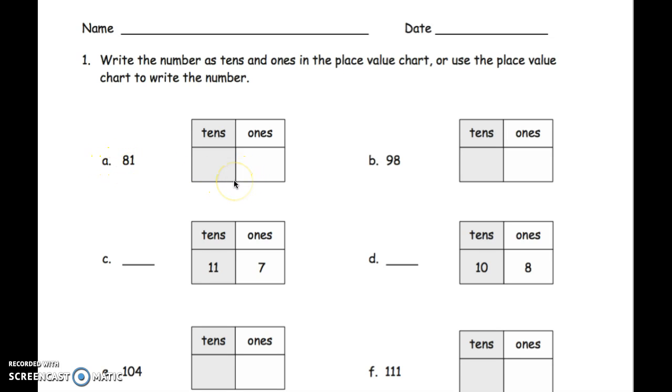What does it look like on the place value chart? How many tens? How many ones? You're going to repeat it for the other problems below. Some of them, as you can see, they don't give you the number. They give you the filled in place value chart, and you have to figure out what that number equals.